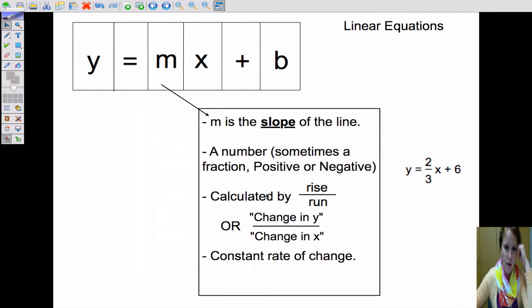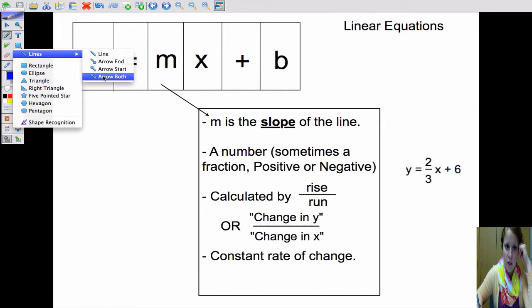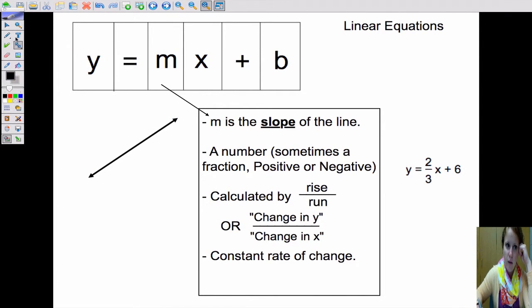m is the slope of the line. It's always a number. We'll put in a number for that m, so that will be replaced. Sometimes it's a fraction, sometimes it's a whole number, but you can always think of it as a fraction. It's either going to be positive or negative. If it's positive, your line will be going up. If it's negative, your line will be going down. It's calculated by finding the rise and the run. So when we're looking at a graph, if we see a line, we'll be talking about how much does that line go up and how much does it go over.